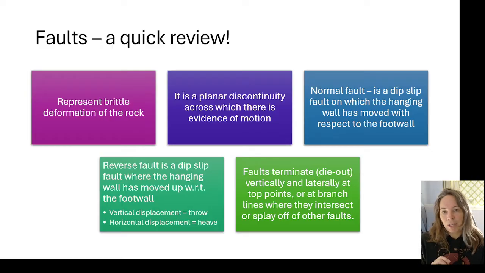Another thing you want to keep in mind is that faults don't extend forever. They terminate both vertically and laterally, either at a tip point or where they intersect other faults. And going back to the idea of seismic resolution, you may not be able to resolve exactly where that fault dies out just because of the seismic resolution of your data.